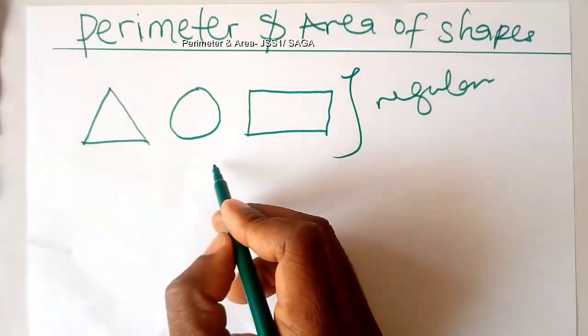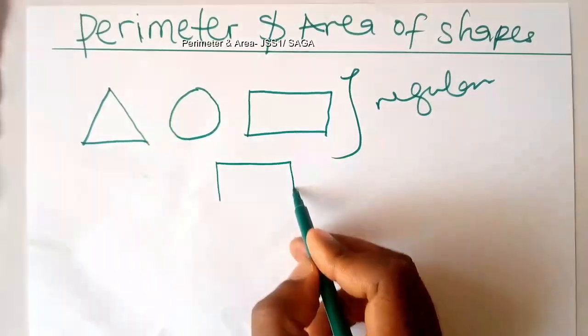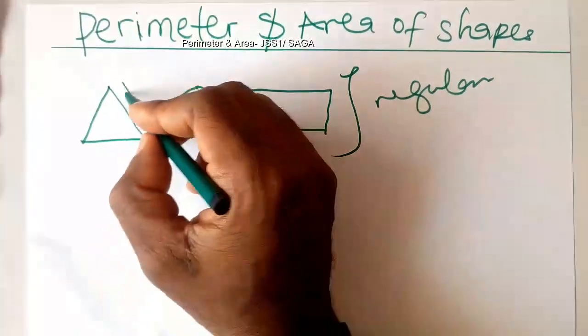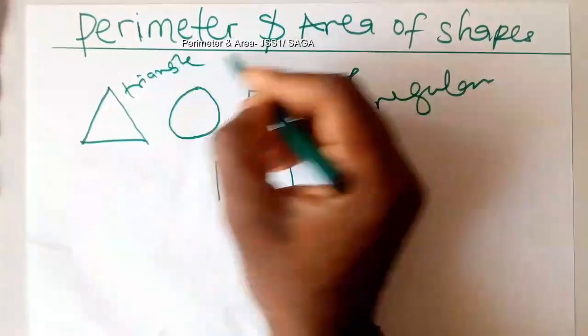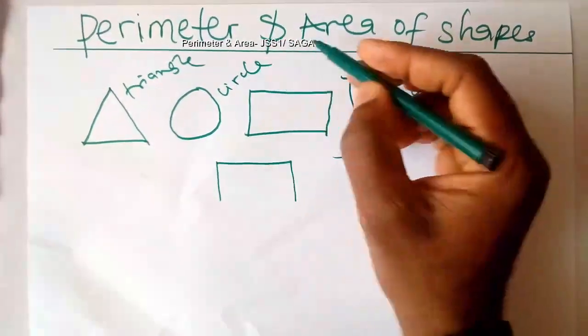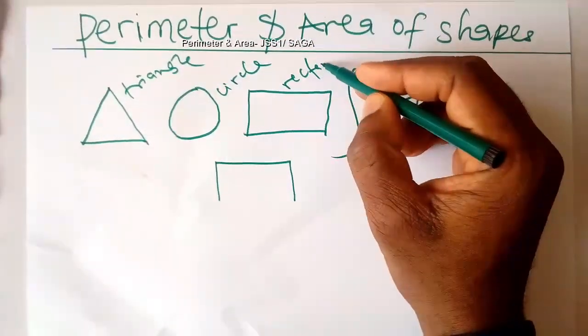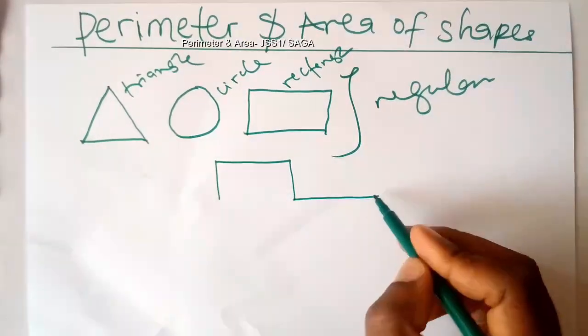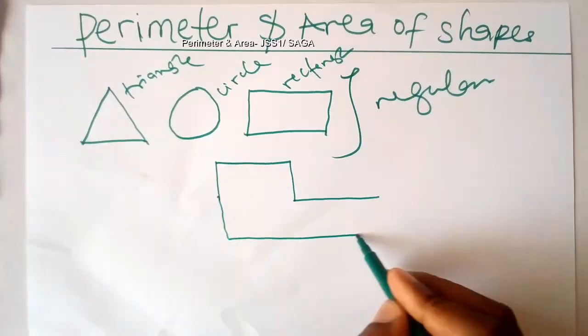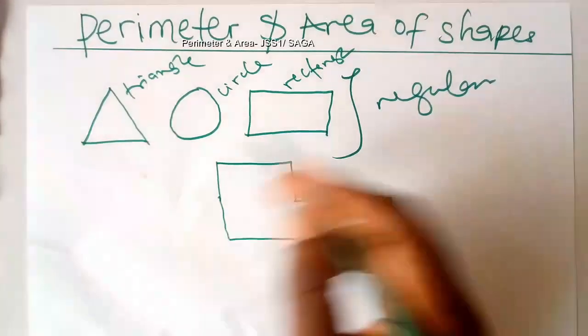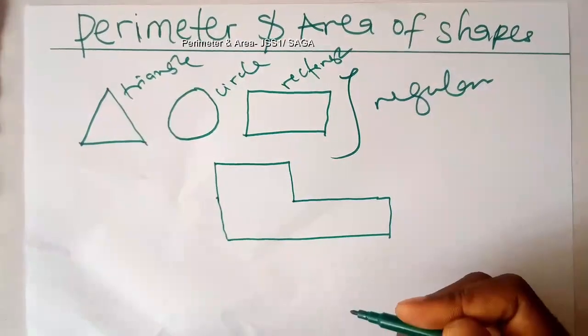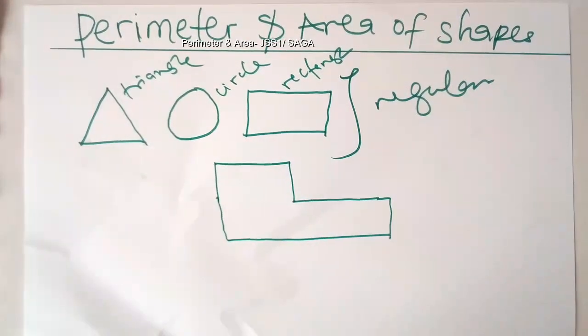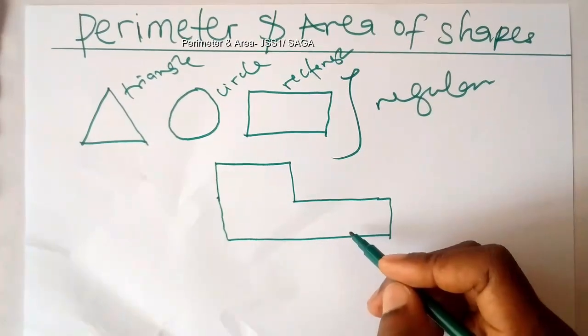Now I want you to name this. Remember, this is a triangle, this is a circle, and this is a rectangle. Now I want you to name this one. Take all the lines to be straight lines. Pause your video now and tell me the name of this shape.